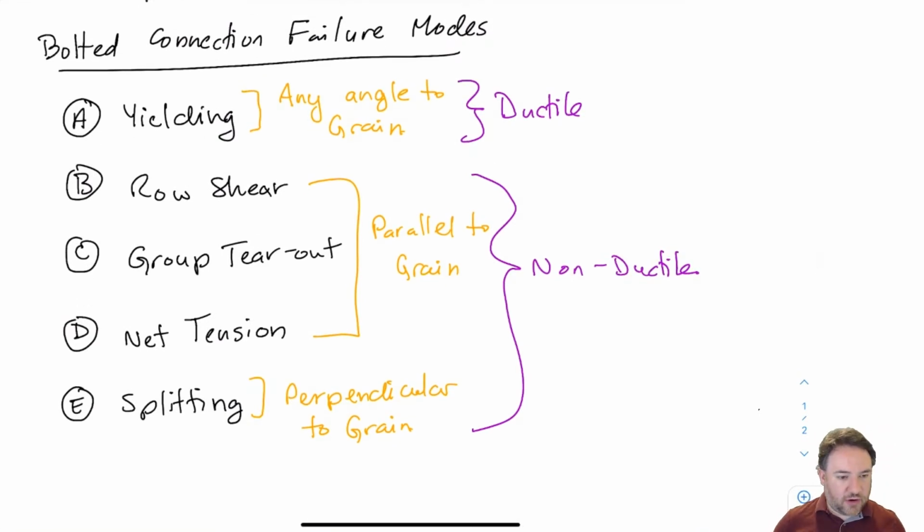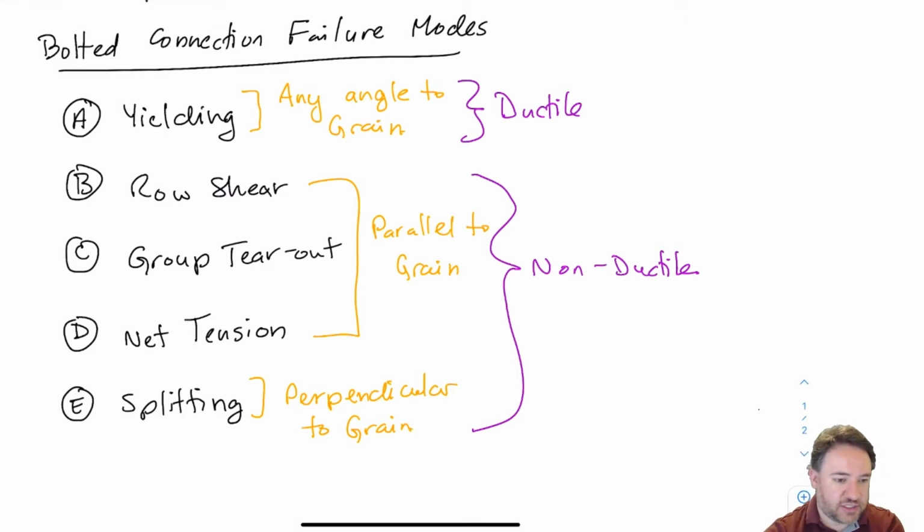Okay, so there are 5 different failure modes that we need to check for bolted connections, unlike in nailed connections where we basically only had to check the one, which was yielding. So we have yielding, row shear, group tear out, net tension, and splitting. And these are also split into directions.